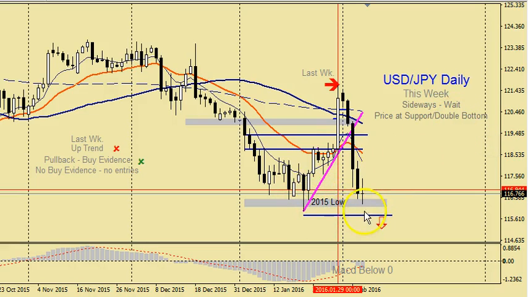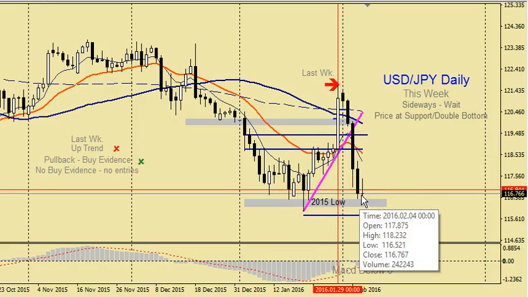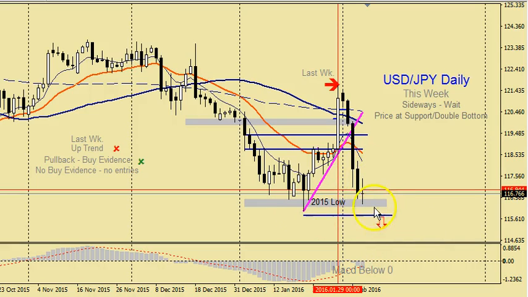Also, here's a double bottom. Quite often when price makes a double bottom, price bounces back up higher to the upside, and then comes back down, and then right back up to this area here. So there's a lot of opportunity possibly, but I would wait and see for further evidence.